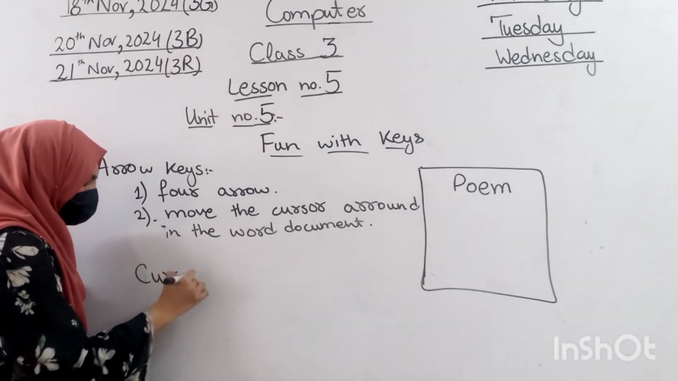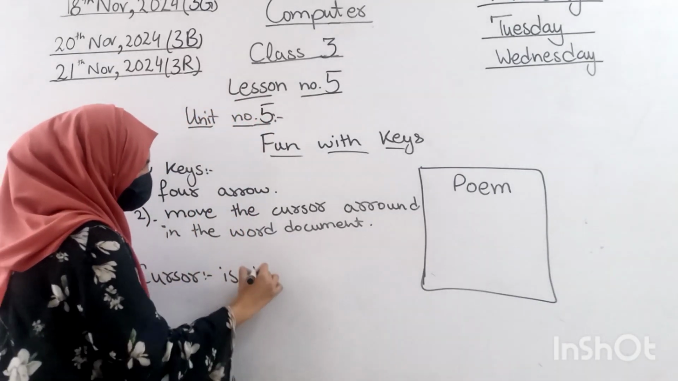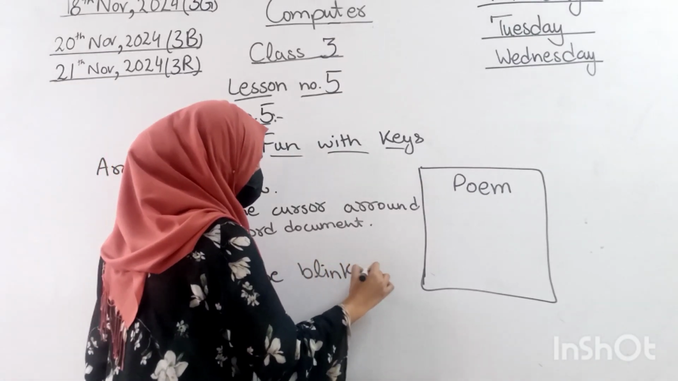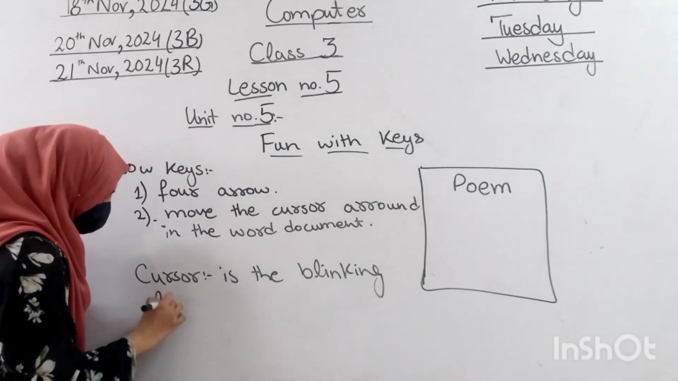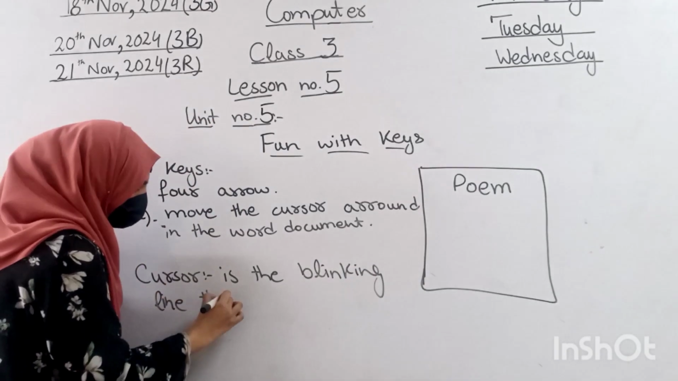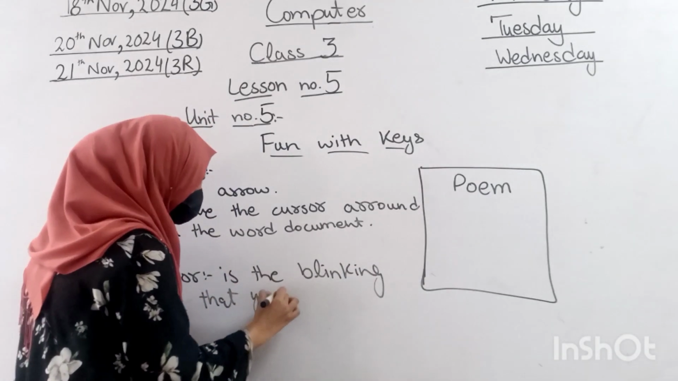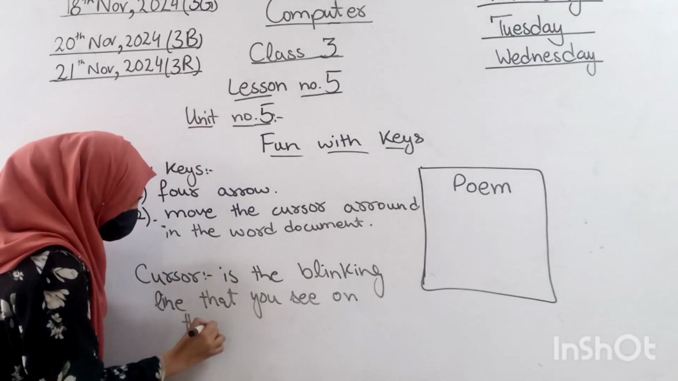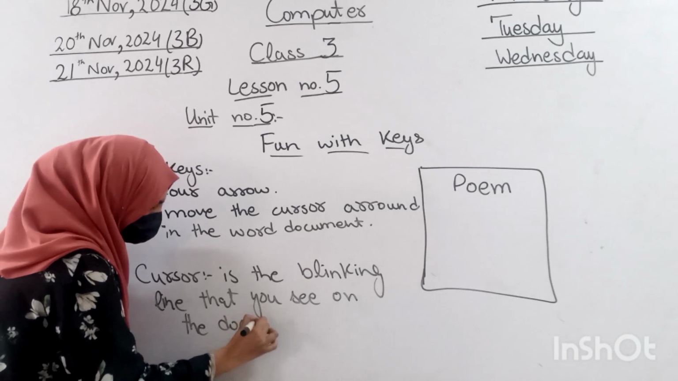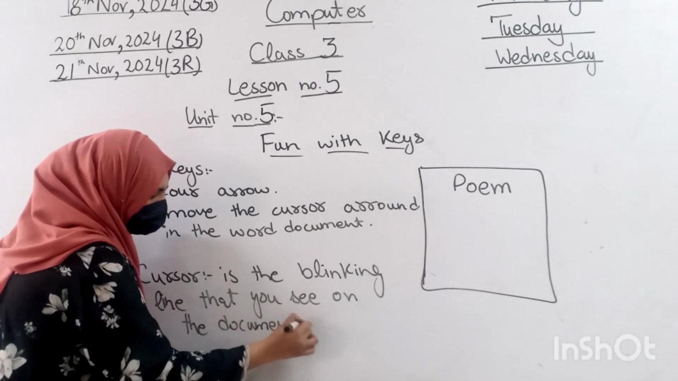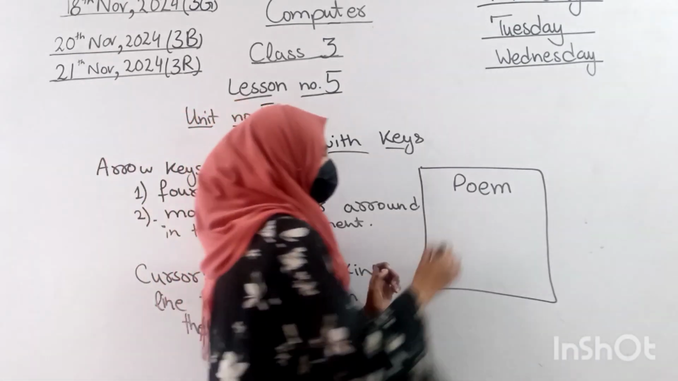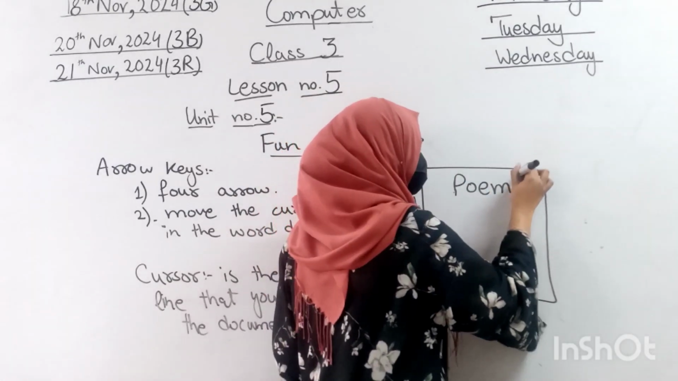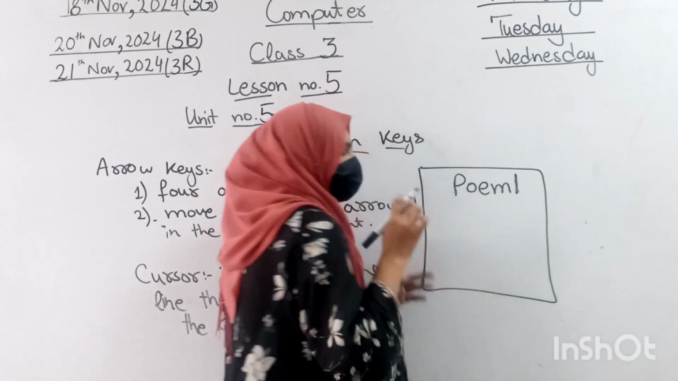Cursor is the blinking line that you see on the document. So, you see here that this is your cursor. Okay, the cursor is a blinking line. It will come and go.